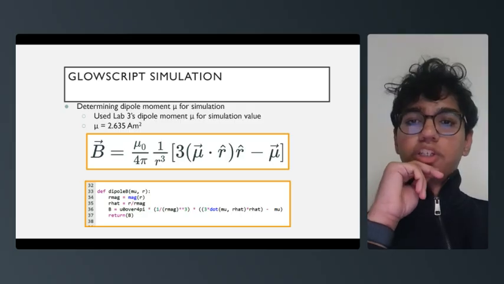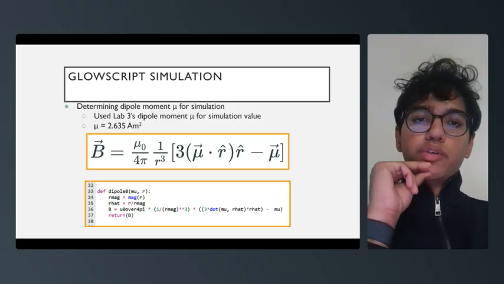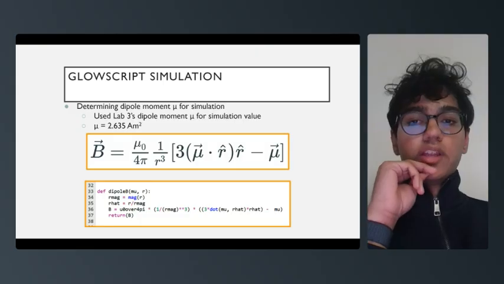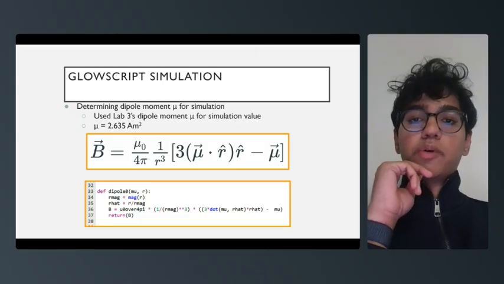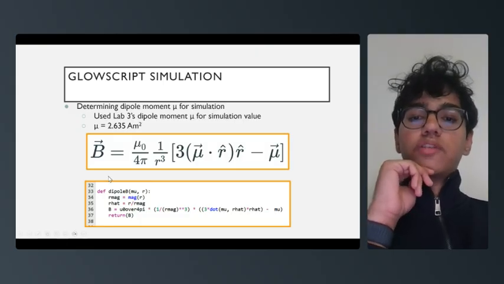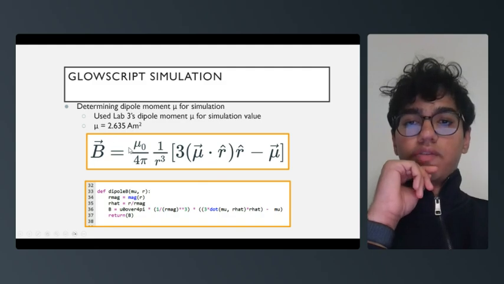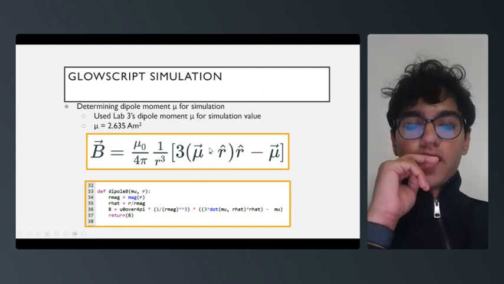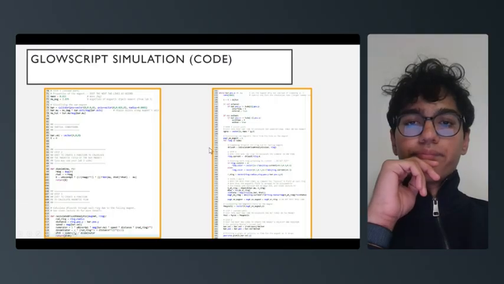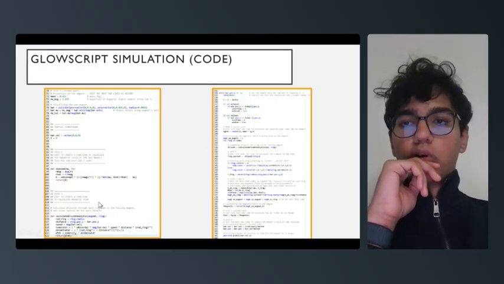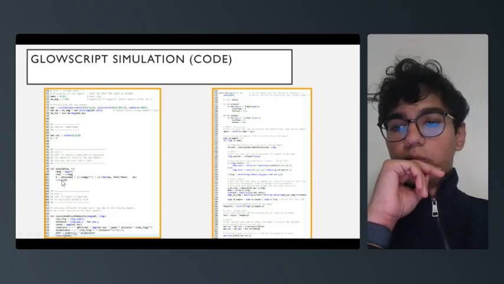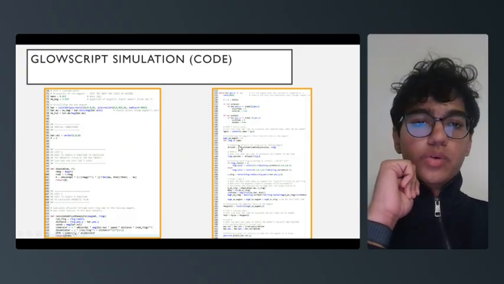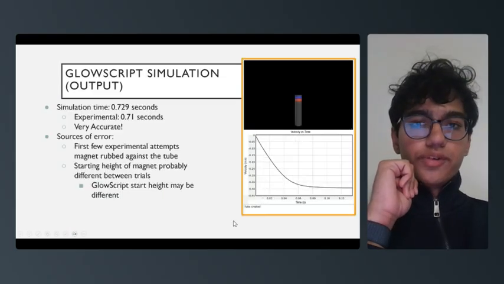Closed loop simulation. We determined the dipole moment mu from the simulation from Lab 3, and using that we get mu equals 2.635. Using this formula, which is the magnetic field due to a dipole at any point r, we have that in the simulation, and this is the rest of the code where we calculate the dipole B, then we calculate the flux, and then we have a loop. Pretty straightforward.